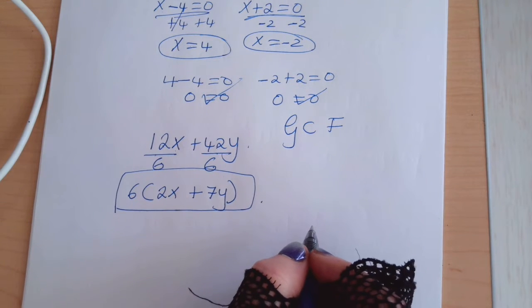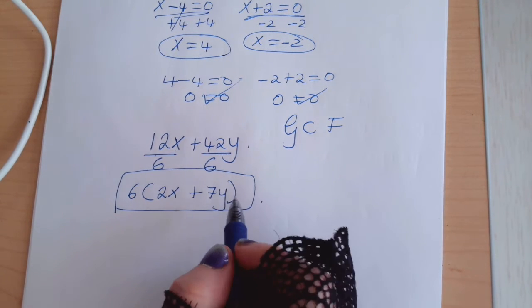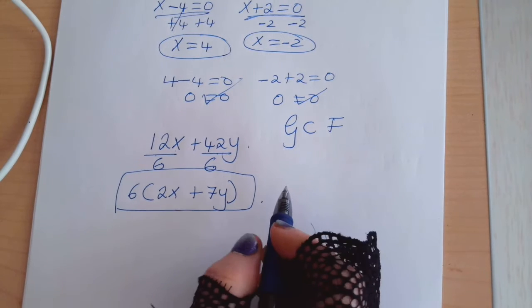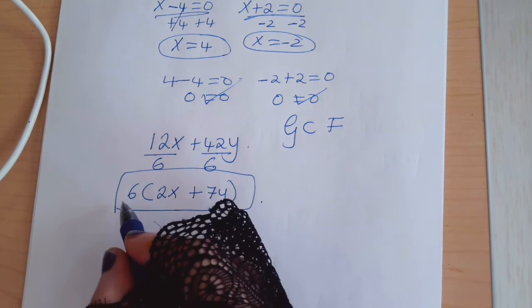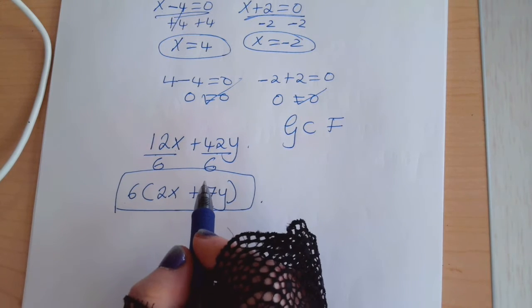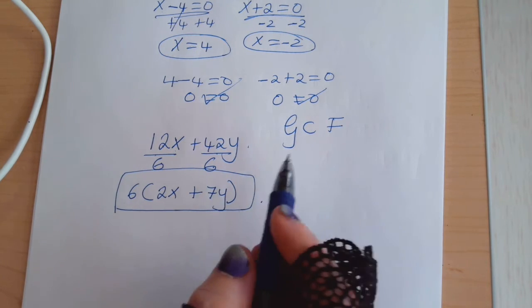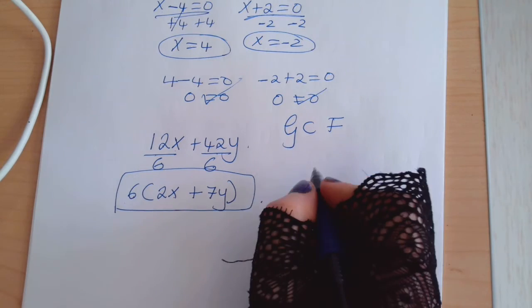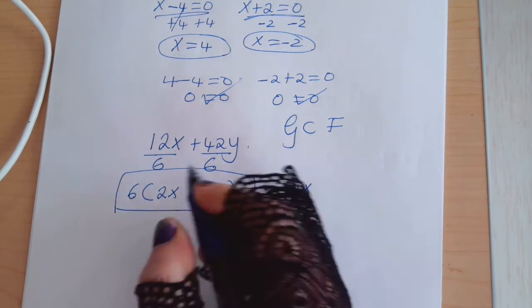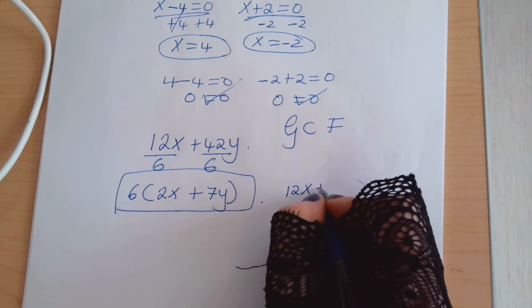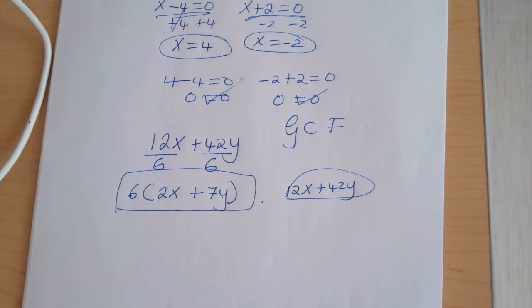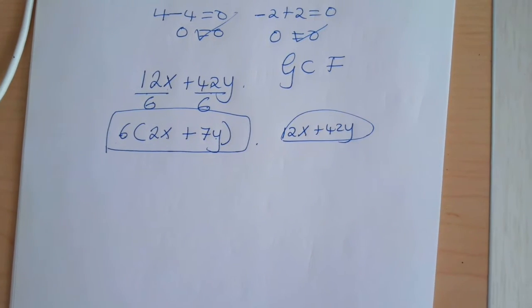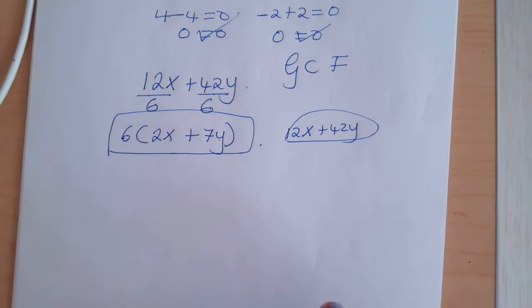And of course, if you're dividing, then multiplying should give you back the same answer. So I'm just going to show you how to check and see if what you've done is right. When I multiply back, I should get back the original 12x plus 42y. So 6 times 2x is 12x. 6 times 7y is 42y. So you can see you got back your original, so you know that that's correct, and you've taken out the greatest common factor. So let's try another one.